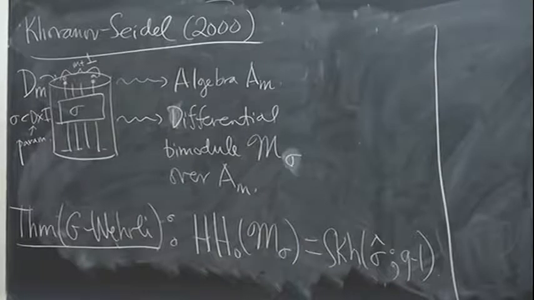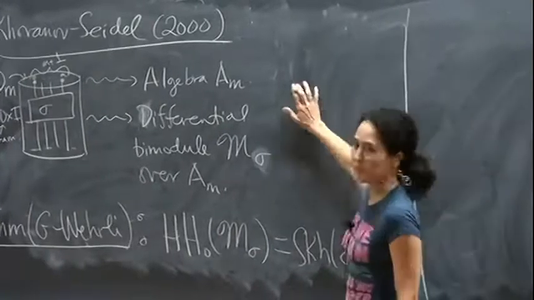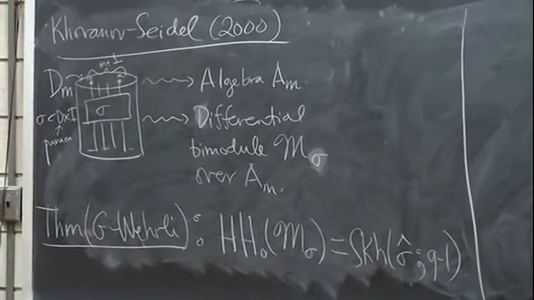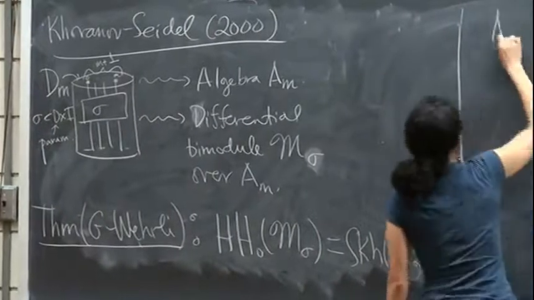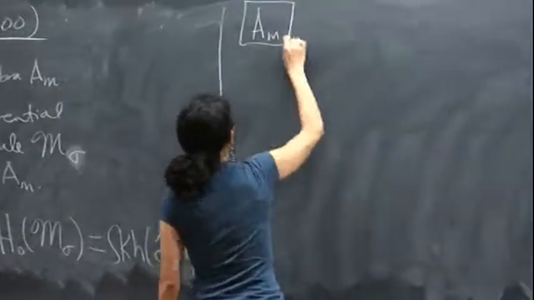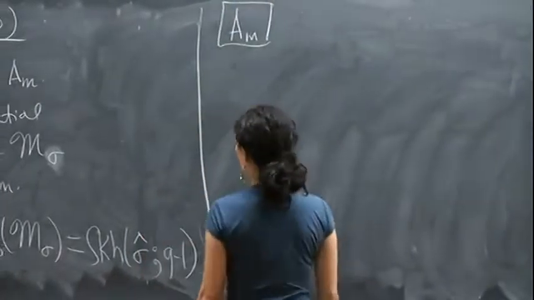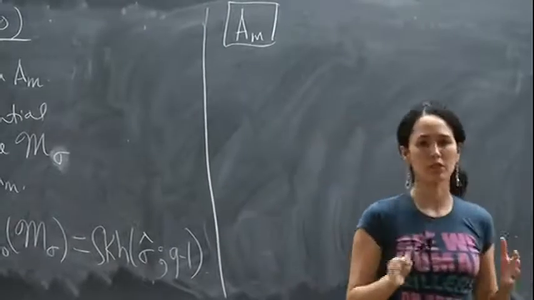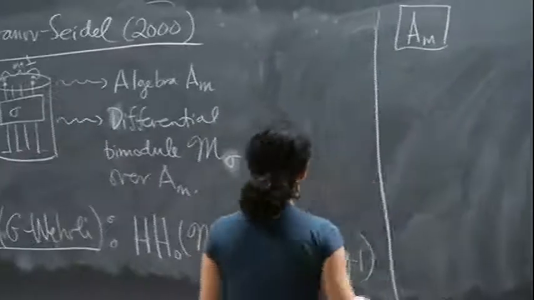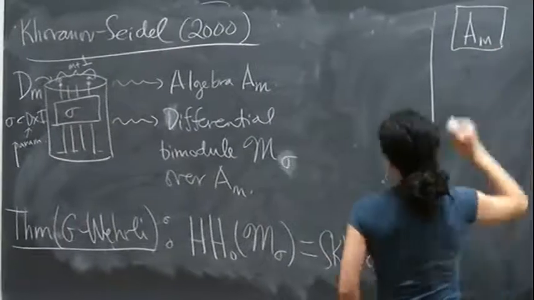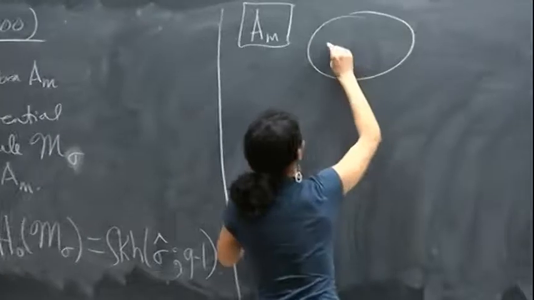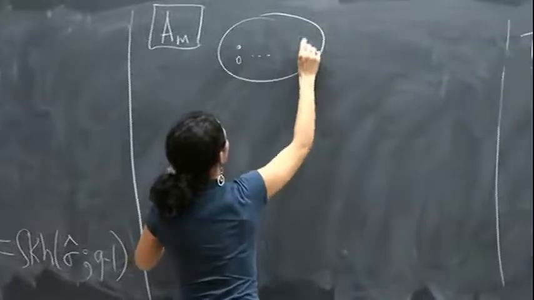Let me tell you really briefly about this construction because it's very nice, and it also has a really nice relationship to constructions in symplectic geometry. So what's this ring that you associate to a disk with m plus 1 marked points?